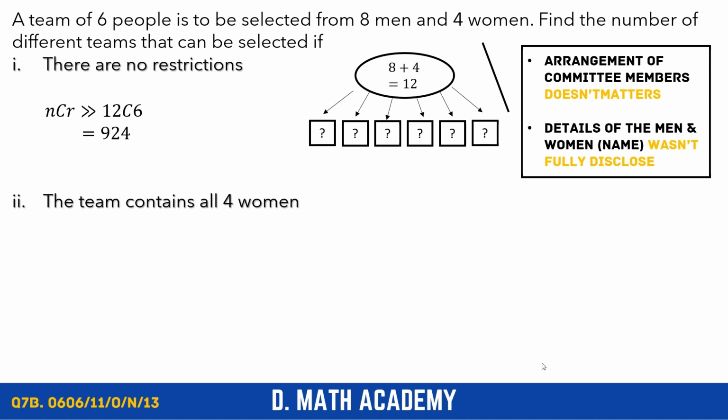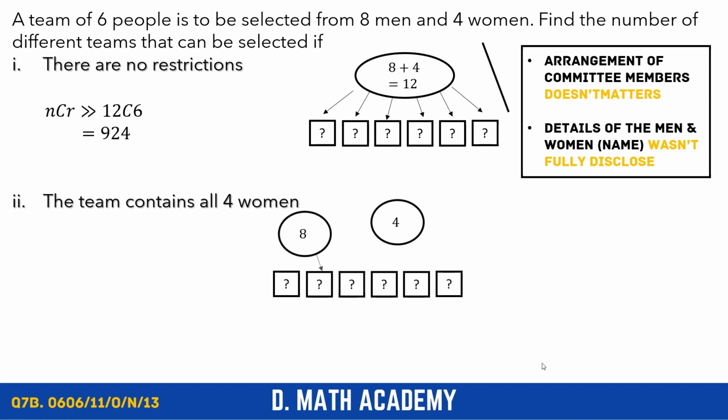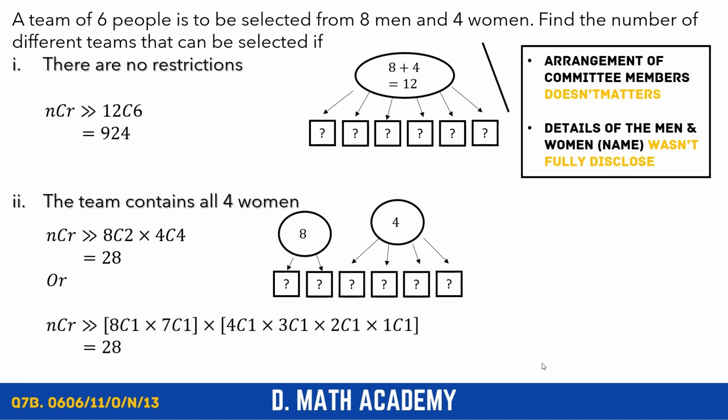Second question, the team contains all women only. What this sentence is trying to deliver is that all of the 4 women were selected into the committee, which means there are only 2 slots left that we need to choose from the men. So I put 8C2 times 4C4. The detailed breakdown is actually 8C1 times 7C1, multiplied with 4C1 times 3C1 times 2C1 times 1C1. So the final result will be 28.